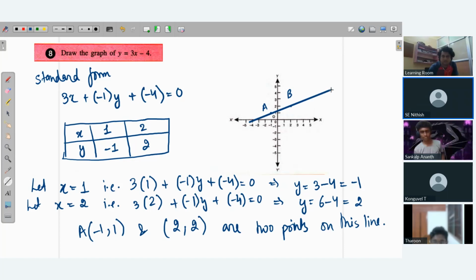I have a doubt. Can you just do one where y is equal to 0? Yeah, I just have a doubt. Then 3 times x plus -1 times 0 plus -4 will be equal to 0, then x will be 4 by 3. It's 4 by 3, not 5 by 3.